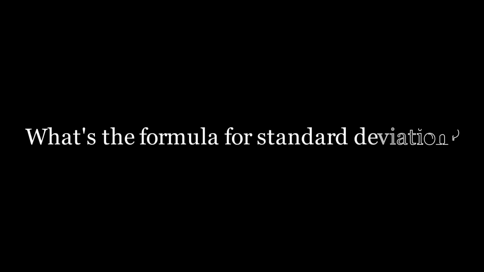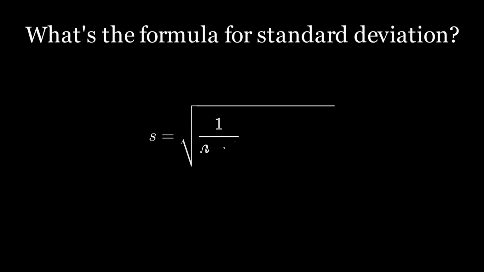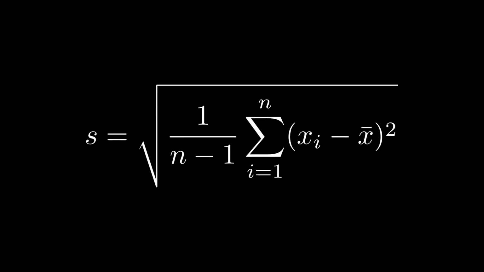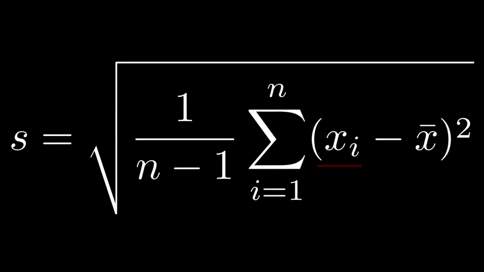Let's look at the formula for standard deviation. This is a lot to take in. Xi is each individual data value in the dataset. This line over x means your mean in the dataset. We square the deviations because it removes the negative signs, and it makes larger differences count more heavily.